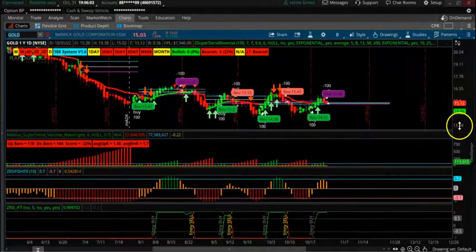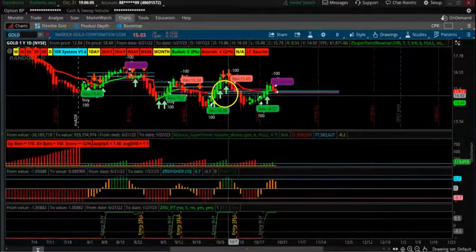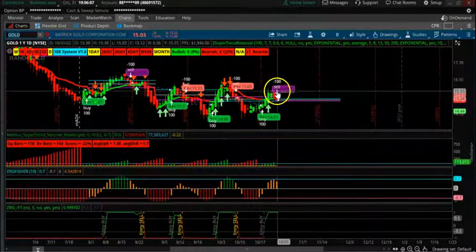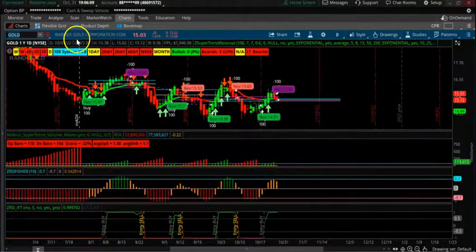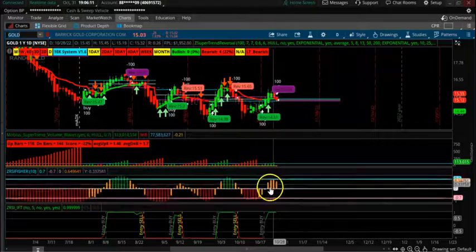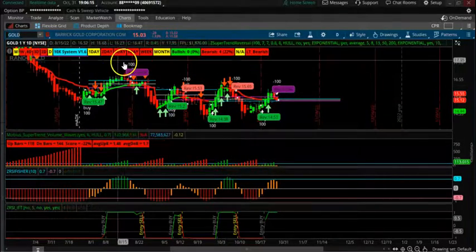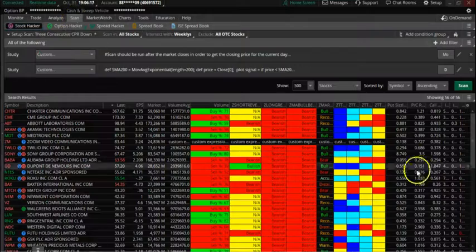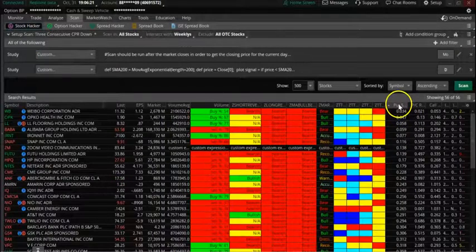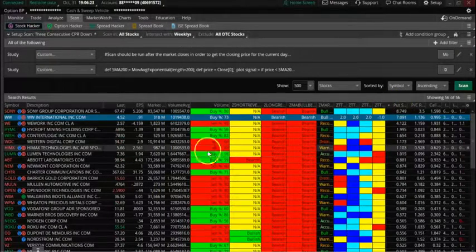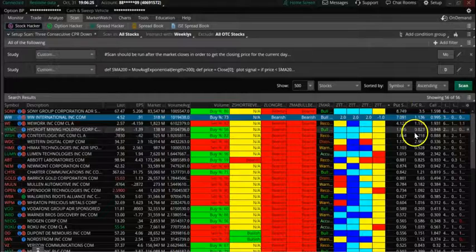CPR down, getting a buy signal. See a sell signal on VWAP. Time frames are bearish. Okay, so you can see the stocks. So you can basically sort by put sizzle index. So you can see a lot of put volume is there.